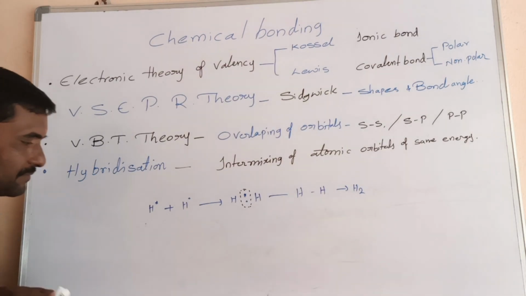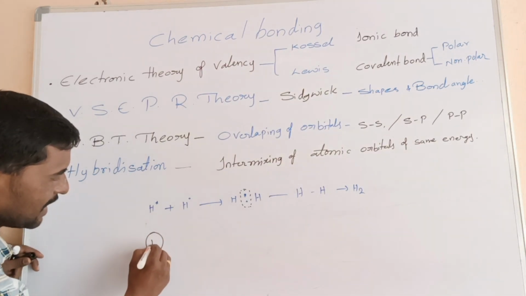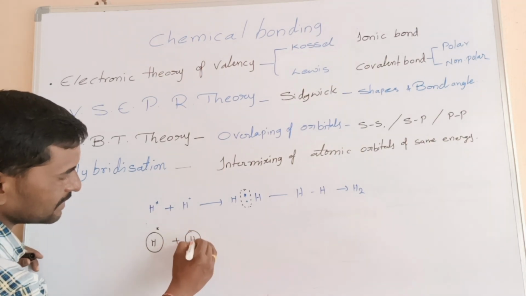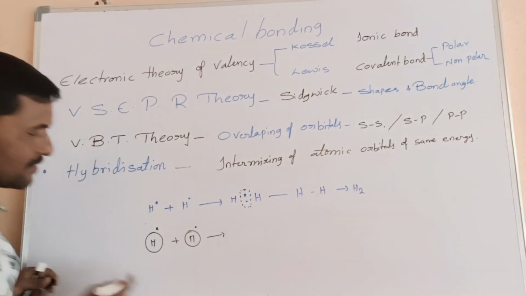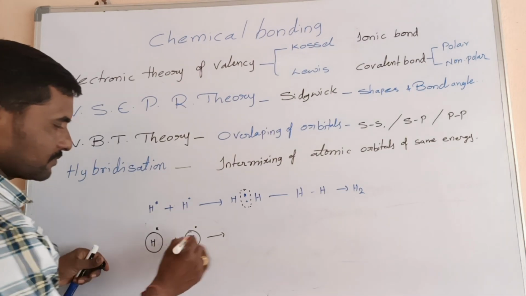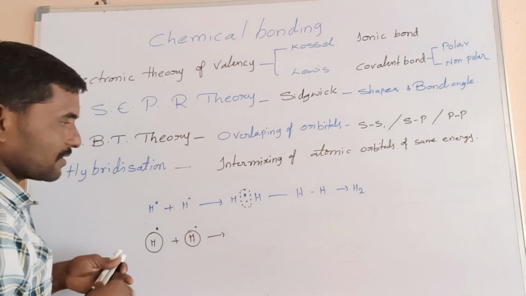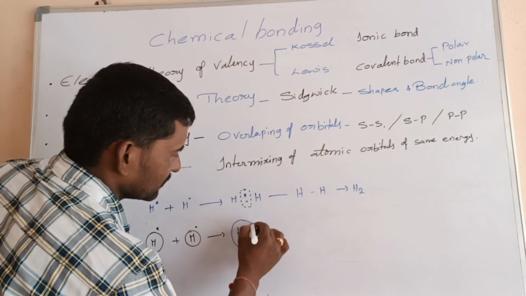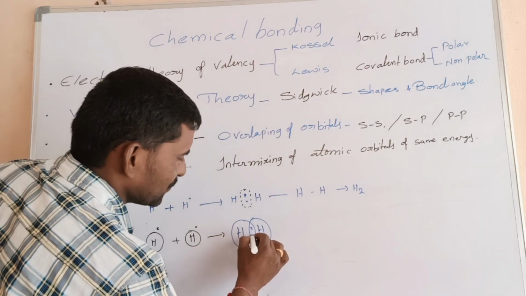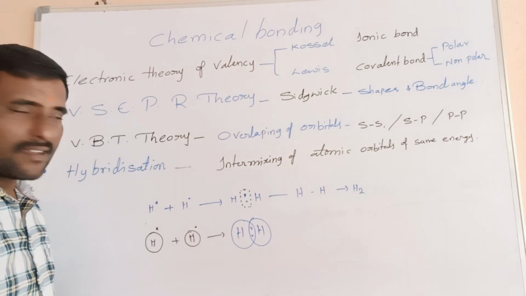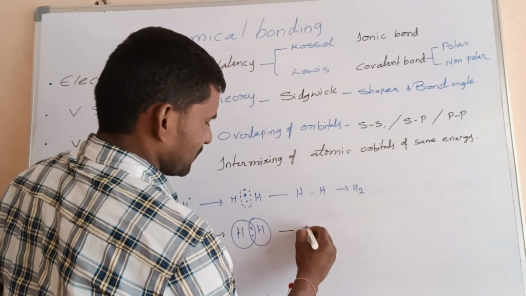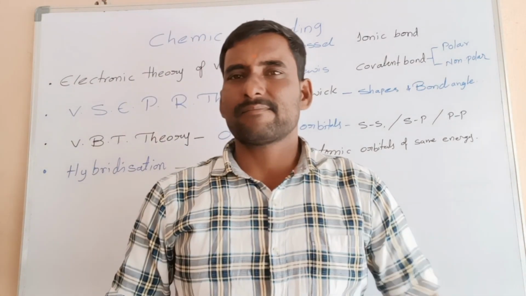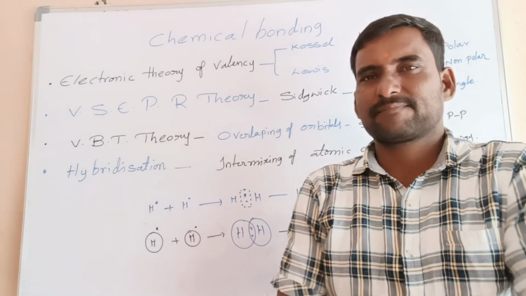Also we can write this is hydrogen, it has 1 electron. It is also hydrogen, it also has 1 electron. Now, by sharing, there are 2 electrons and form the same H2. So in this way, covalent bond will form.